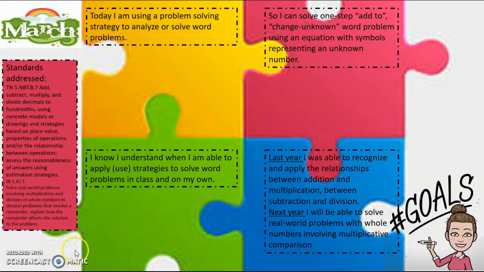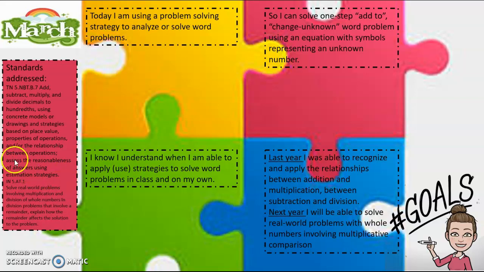Hello friends, today we are going to be working with some problem solving strategies to analyze or solve word problems. Our standard is Tennessee 5, number base 10, B7, which is to add, subtract, multiply, or divide decimals to the hundredths using concrete models or drawings, and strategies based on place value, properties of operations, and or the relationship between operations, assessing the reasonableness of answers using estimation strategies.